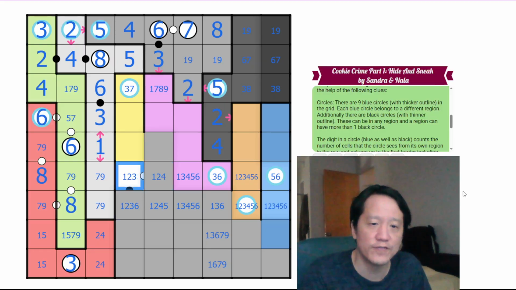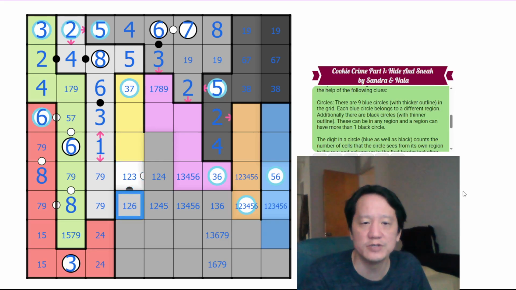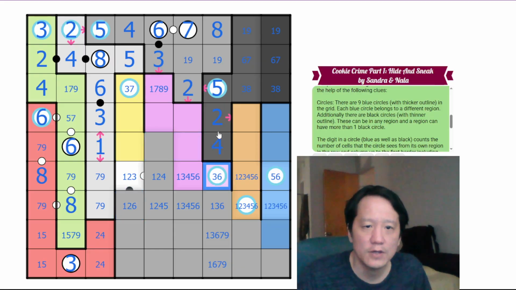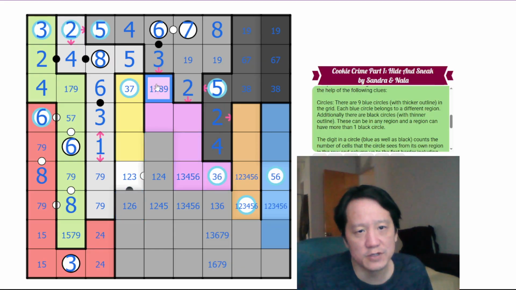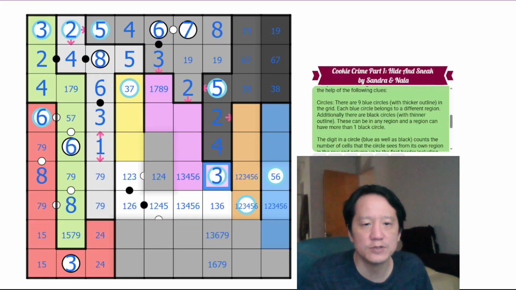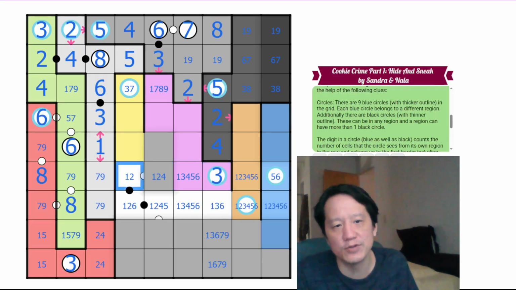This can't be 4 or 5. So if this is 1, 2, or 3, this can't be 3 there, it would be 6 there. This cannot see 6 cells because we already have 4 cells that it cannot see in its region, so this must be 3. So this is 3, which means this can't be 3. That means this can't be 4 here. This is a 1-2 pair, which eliminates 1, 2, and 3 here.